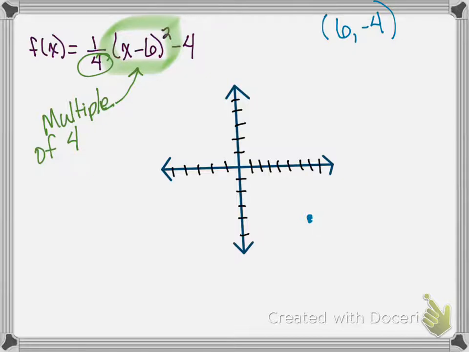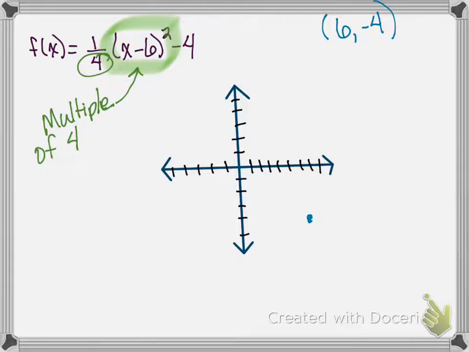Is 8 a multiple of 4? Yes. What's 1/4 of 8? 2. 16 is a multiple of 4. What's 1/4 of 16? 4. So if whatever you put in for that x value, and then you square it, you get a multiple of 4, it's going to be easier on you. And again, you definitely could do the y-intercept.